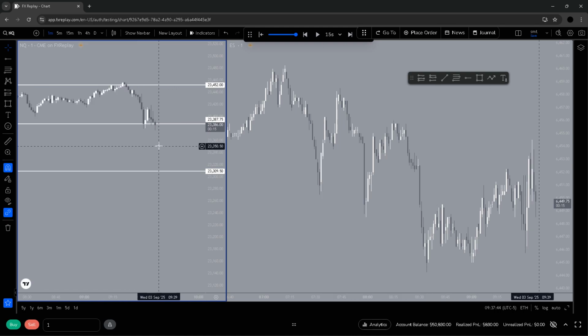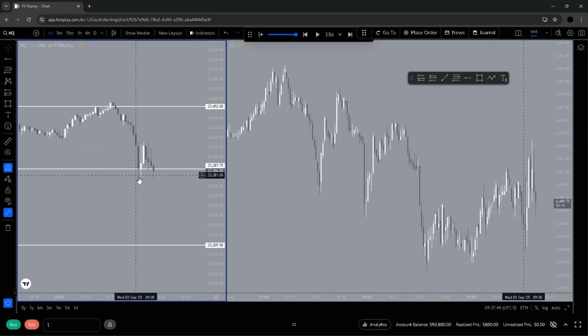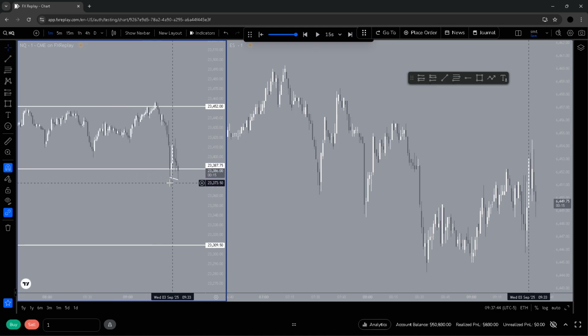So let's see what we can see on the lower time frame. Instantly, I can see SMT down here, but we have already manipulated lower.